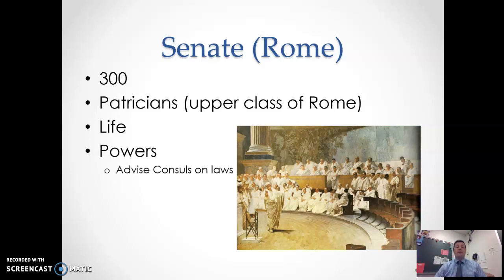Powers of the Roman Senate, they get to advise the consuls on laws. They don't get to make the laws, but again, we talked about how the consuls have to weigh the ways in which they deal with the Senate. They also get to choose the new consuls, which obviously is a really important power to have.